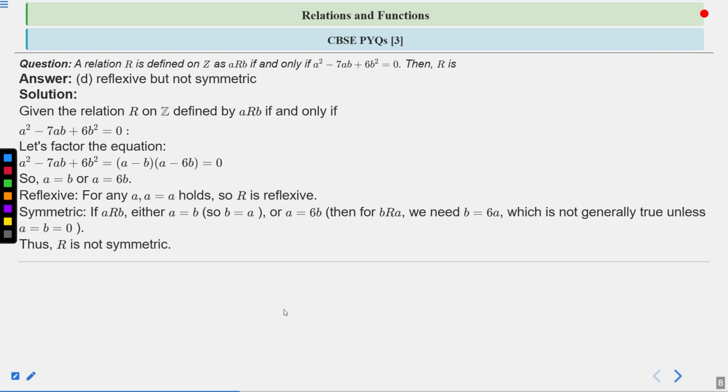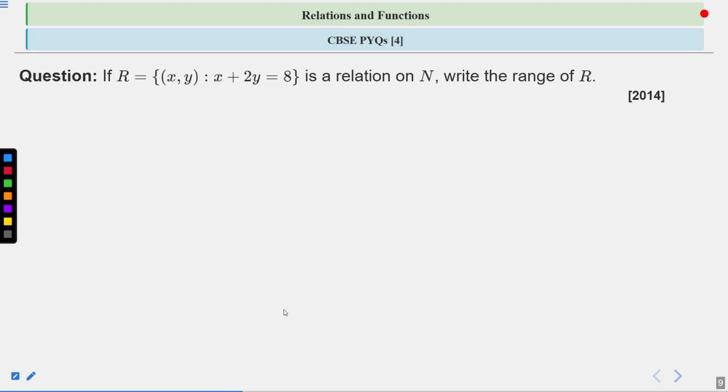Okay, let us move to the next question. The next question says, if relation R is defined as (x, y) such that x plus 2y is equal to 8, a relation on N, write the range of R. We basically have to find the range of R, right? This question was asked in the year 2014.